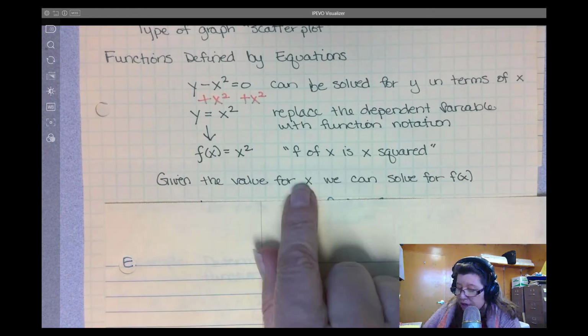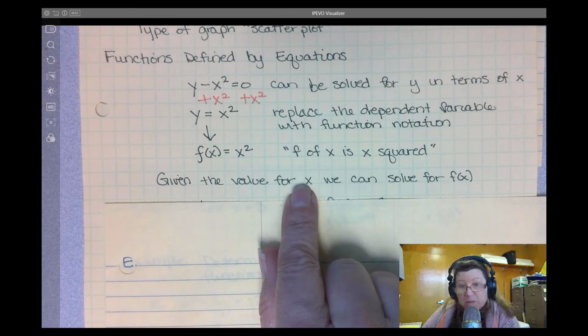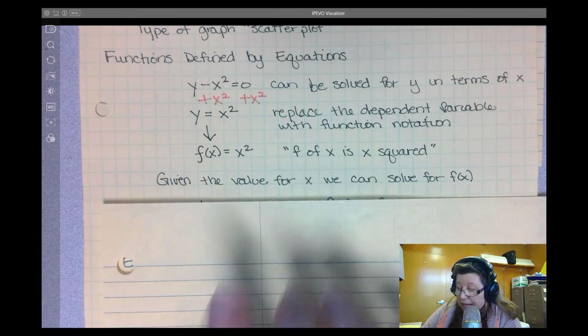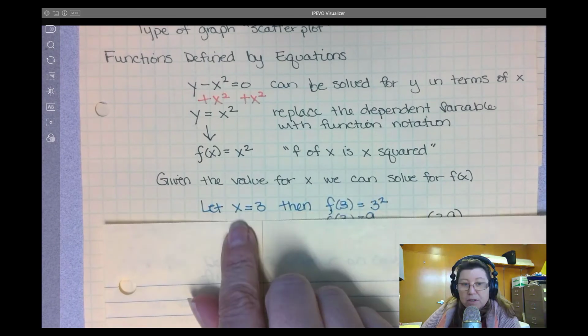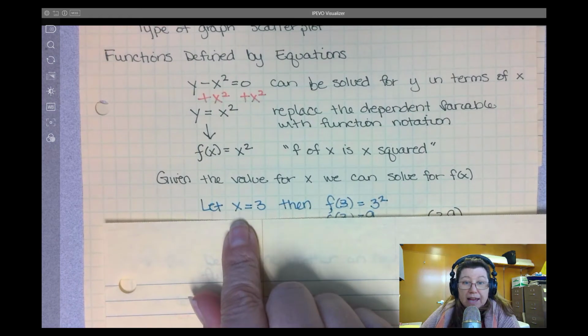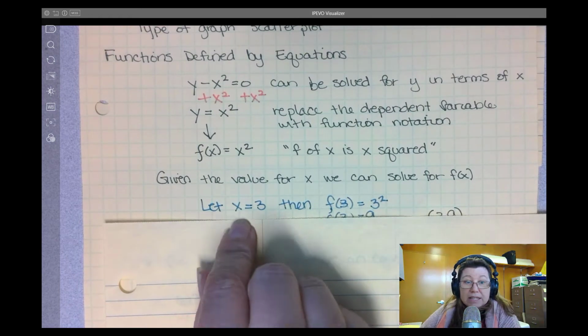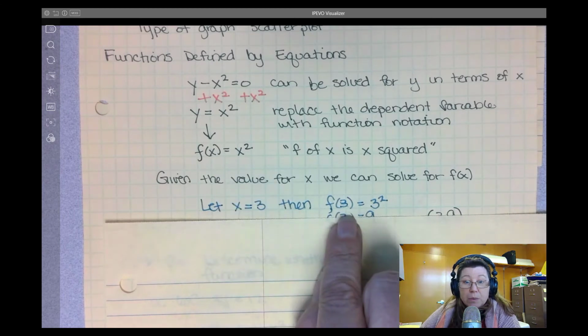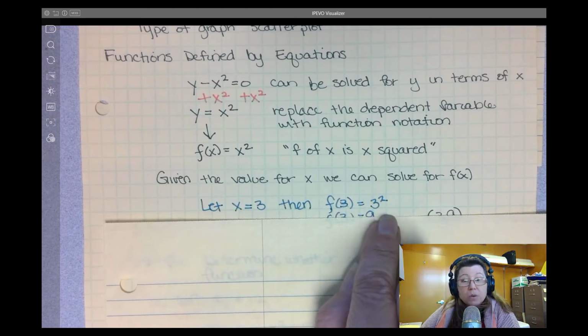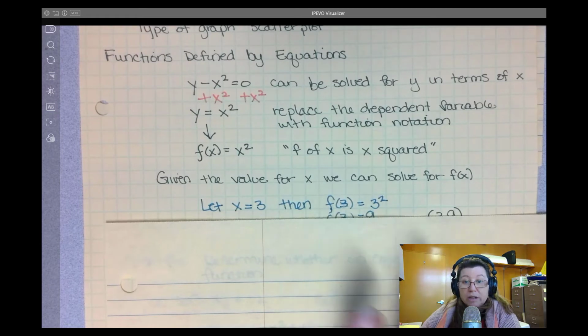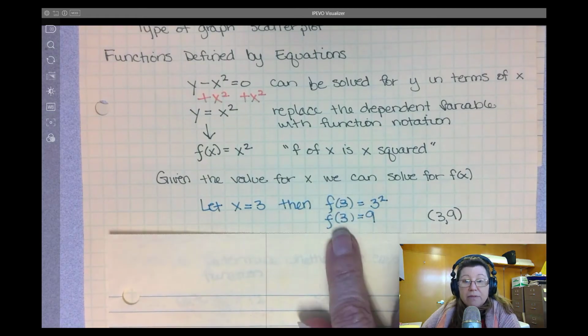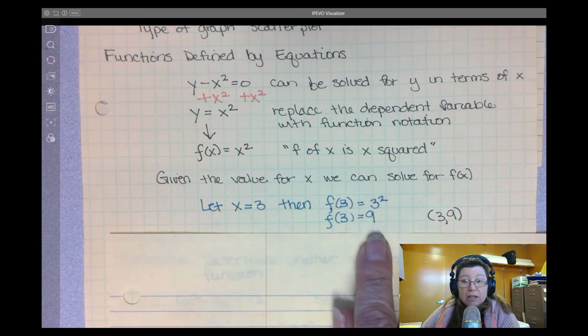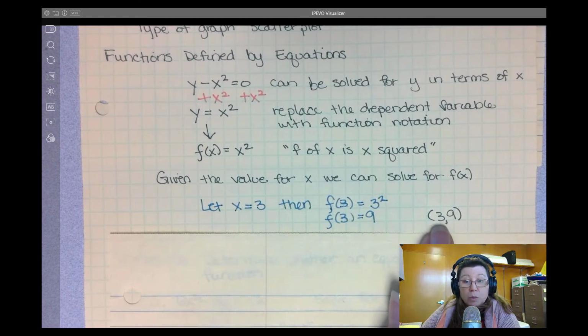Now, given the value for x, we can solve for f of x. So let's say I'm going to give you the value of 3 for x. Then wherever we see an x, we're going to replace it with a 3. So f of 3 will be 3 squared. And because 3 squared is 9, our f of 3 equals 9. So our solution would be 3 goes in, 9 pops out. That would be our ordered pair.